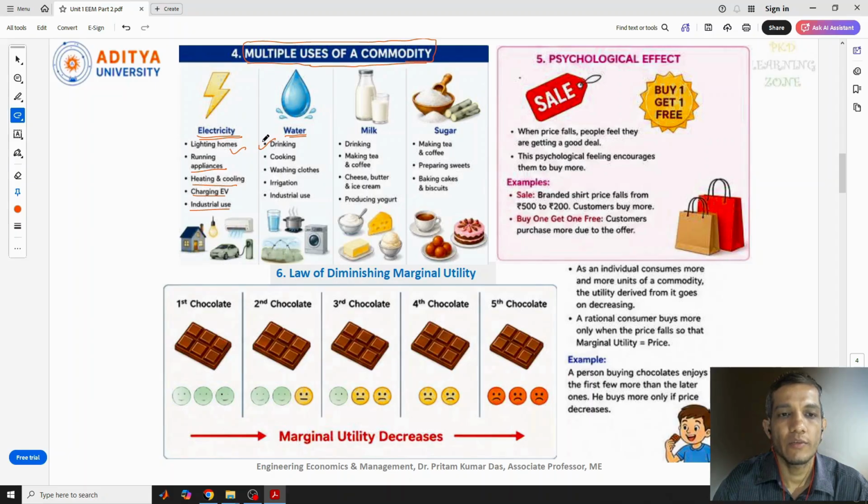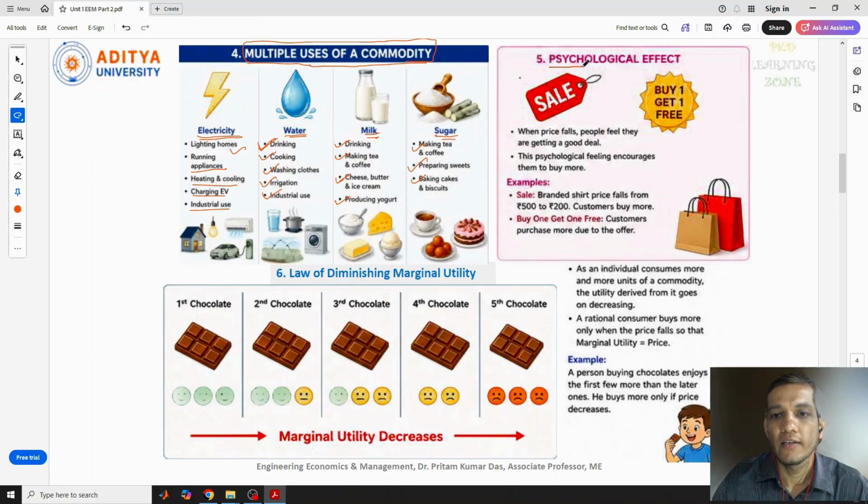Water can be used in many applications like drinking, cooking, washing clothes, irrigation, and industrial uses. Similarly, milk is also used in several places like drinking, making tea and coffee, and for converting it to cheese, butter, ice cream, and producing yogurt. Similarly, sugar can also be used in many places like making tea and coffee, preparing sweets, baking cakes and biscuits. So multiple uses of a commodity is also one of the reasons why the demand curve slopes downward.